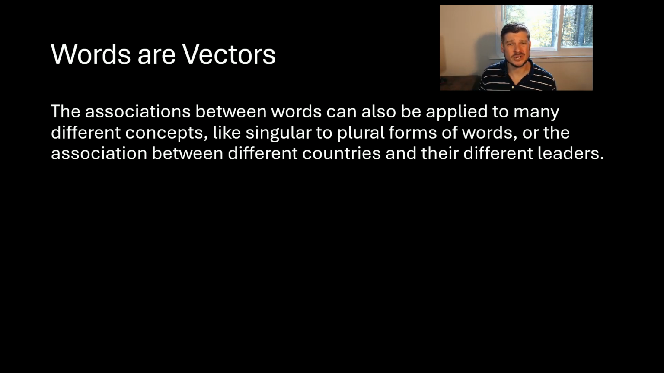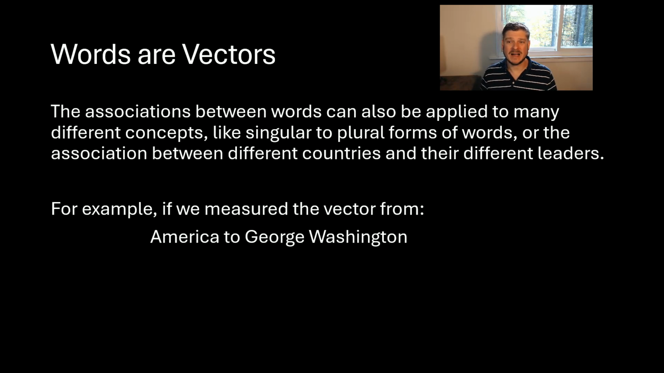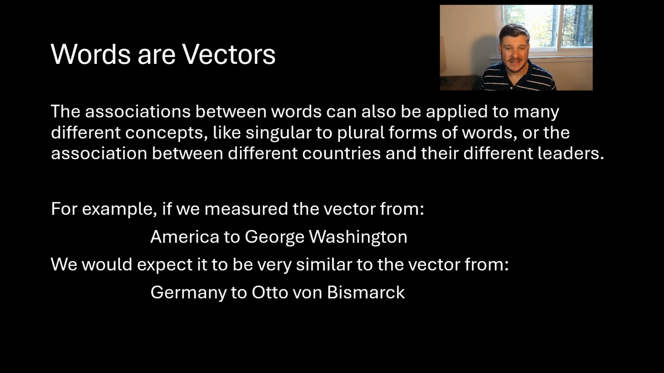But we can apply it to even larger concepts too, like the differences between countries and their leaders. So, for example, if I measured how to go from America to George Washington, that distance would be very similar to the vector from Germany to Otto von Bismarck, because those are both basically the first leader of each of those respective countries. And the genius part is that by representing words this way and representing their relationships this way, we can give context and meaning to words in the form of numerical vectors.